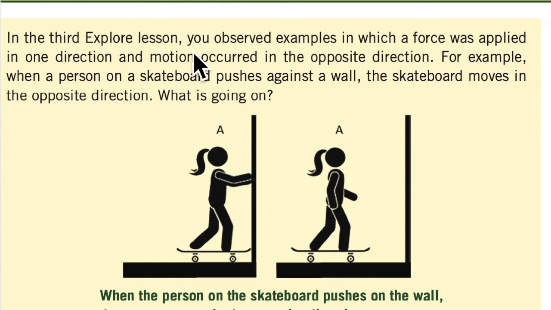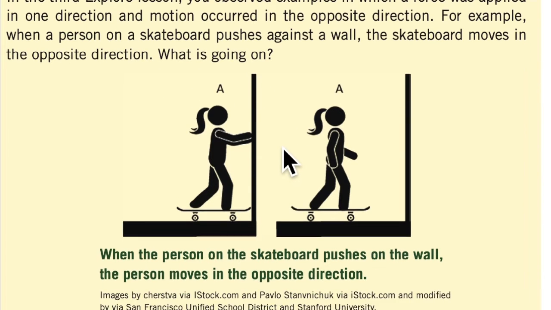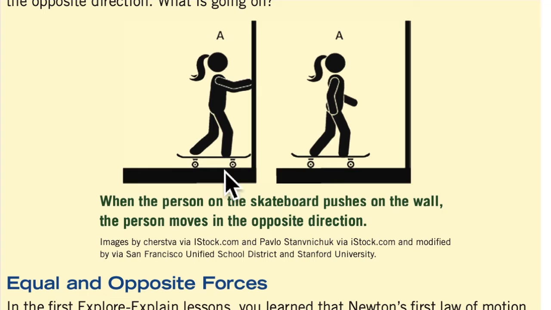In the third Explore lesson, you observed examples in which a force was applied in one direction and motion occurred in the opposite direction. For example, when a person on a skateboard pushes against a wall, the skateboard moves in the opposite direction. What is going on? When the person on the skateboard pushes on the wall, the person moves in the opposite direction.